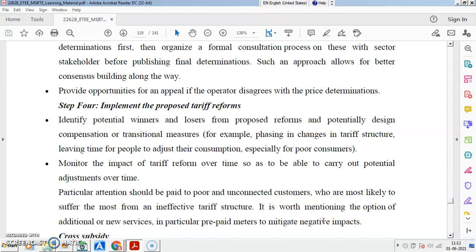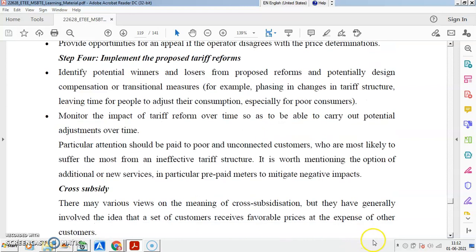Particular attention should be paid to the poor consumer, I told you, who is likely to suffer from the most ineffective tariff structure. So it is worth mentioning the option of additional or new services, in particular prepaid meters. We are having the suggestion of prepaid meters, but still we don't have them. We have prepaid meters in Mumbai, in metros and all this, but we don't have them in rural places. Prepaid is just like your mobile prepaid SIM. You have to recharge, you have to consume.